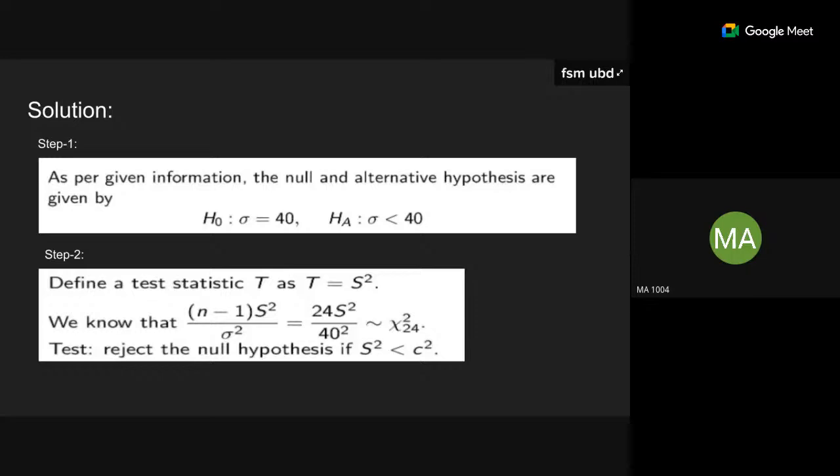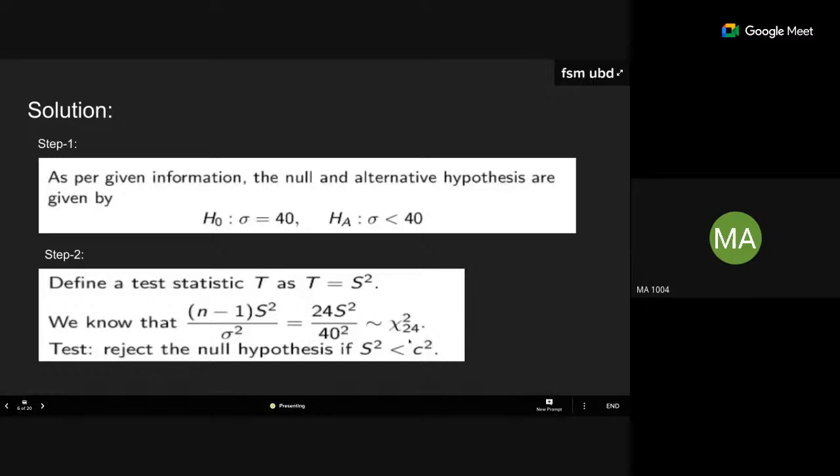For putting all these things together, we need this sigma square. The sigma square will be equal to 40 if my null is true. And when I compute alpha, alpha is nothing but the probability that I am going to reject the null given that the null is true. Also, you don't need to be confused with the sign of the test, whether it should be less than or greater than. Whatever the sign is for the alternative, the same sign will hold for the test.